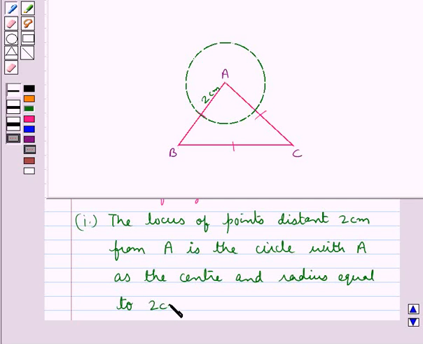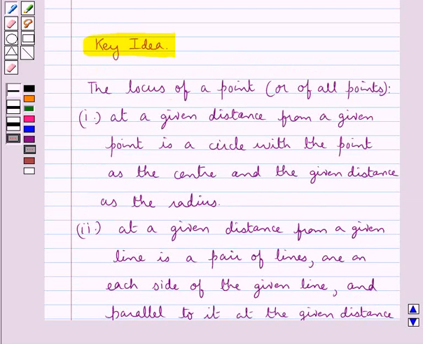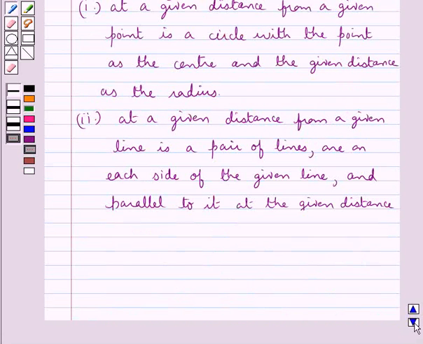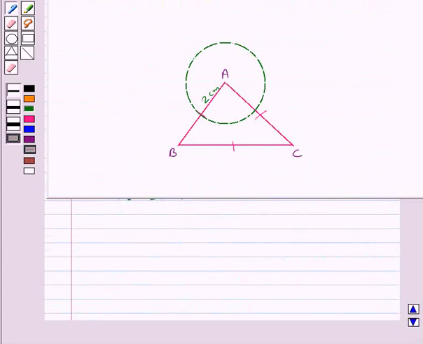equal to 2 cm. Now, the next part, we are supposed to find the locus of points distant 1 cm from the side BC. And we know that the locus of a point or of all points at a given distance from a given line is a pair of lines, one on each side of the given line and parallel to it at the given distance from it. So to find the locus of points distant 1 cm from the side BC, we draw a pair of parallel lines which are parallel to the side BC, and these parallel lines are on either side of the side BC at a distance of 1 cm.